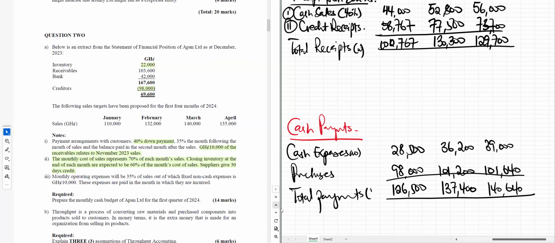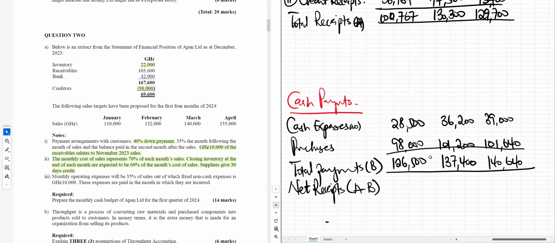So now let's call this B. We have this as our A. In that case, what's the next thing? Our net receipt, right? Which would be our A minus B. In that case, this one will rather be a loss, right? 102,767 minus 126,500. That's a negative 23,733.